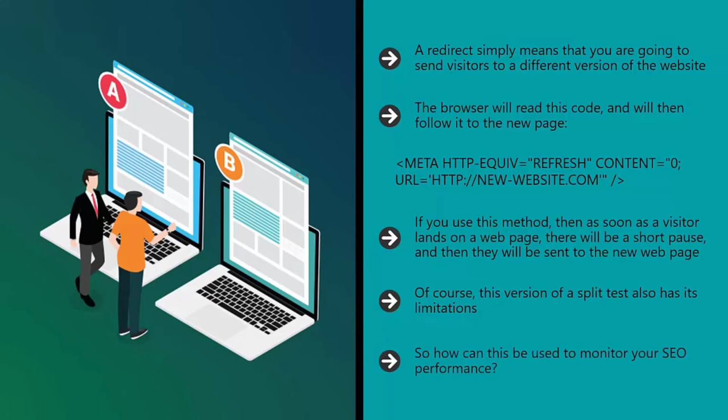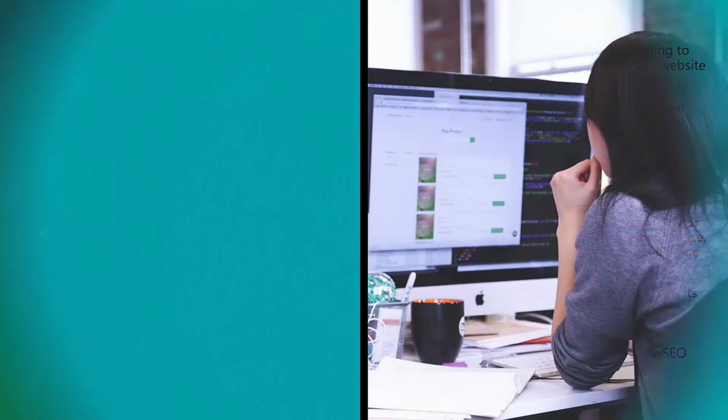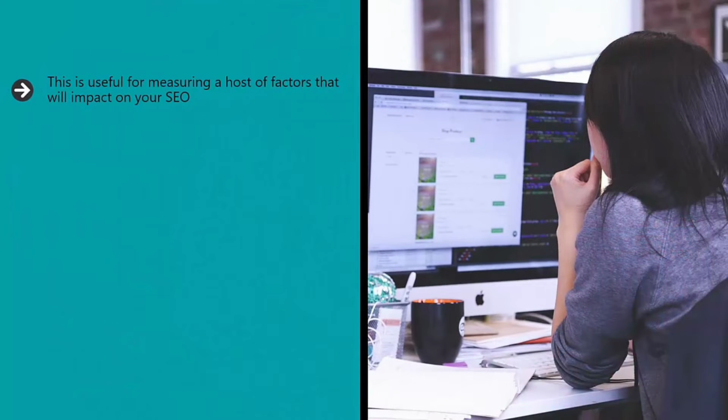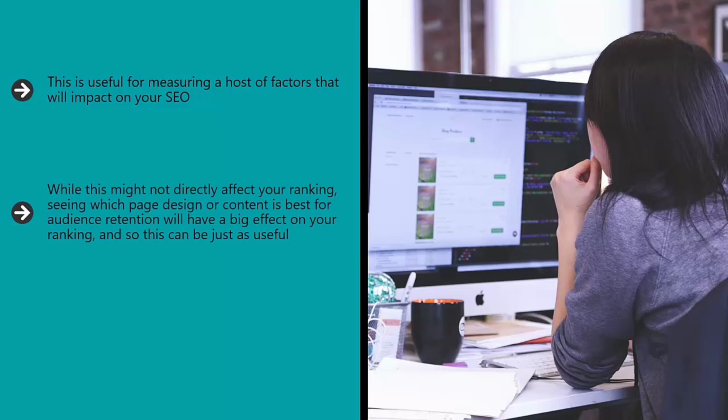So how can this be used to monitor your SEO performance? This is useful for measuring a host of factors that will impact on your SEO. That means things like bounce rates, things like CTR, click-through rate, and more. While this might not directly affect your ranking, seeing what page design or content is best for audience retention will have a big effect on your ranking, so this can be just as useful. Which type should you use? The answer is, of course, both, if you have the time.